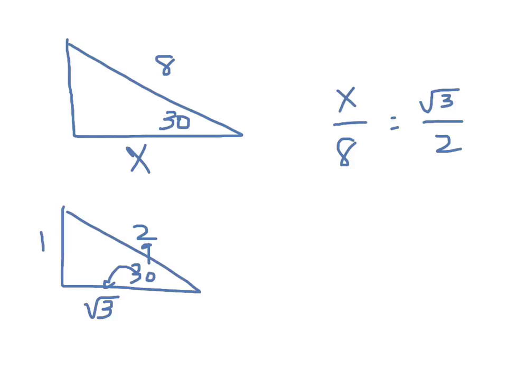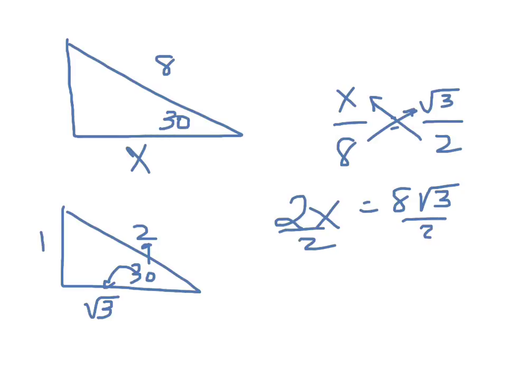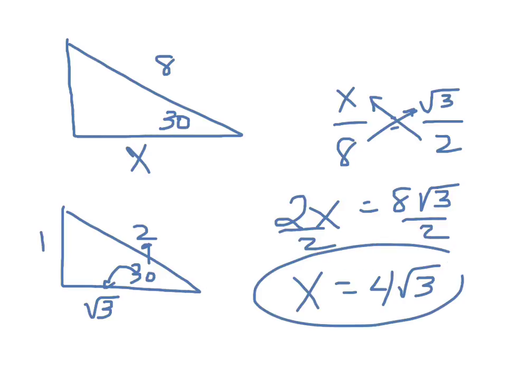Now how do I solve? Cross multiply. 2x equals 8 root 3. Divide by 2. And x equals 4 root 3. There may be a pattern with that. Okay? So, just so that you guys are aware of it. Okay? That's the first type of question that you're going to see.